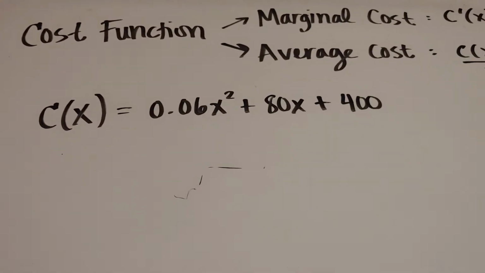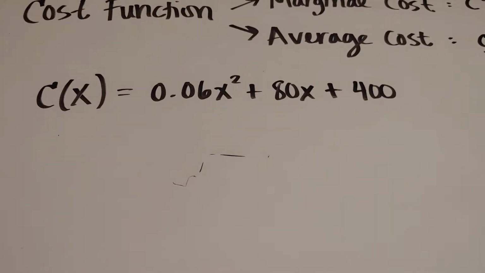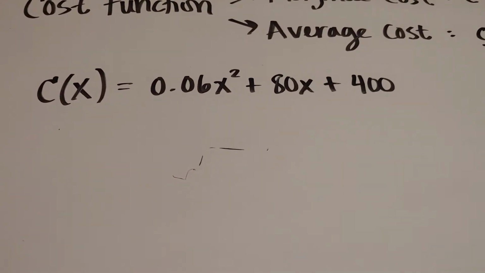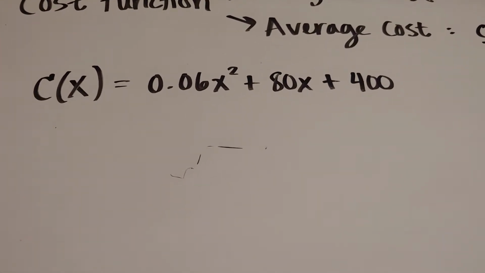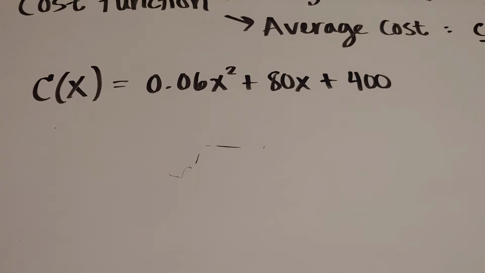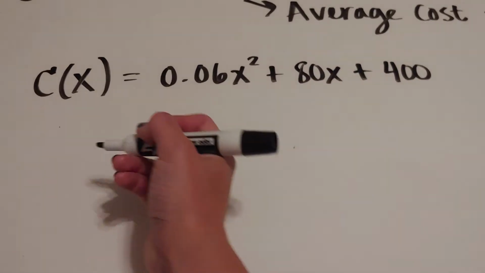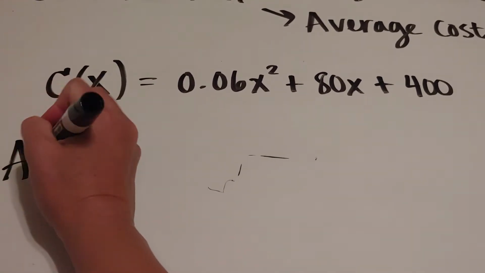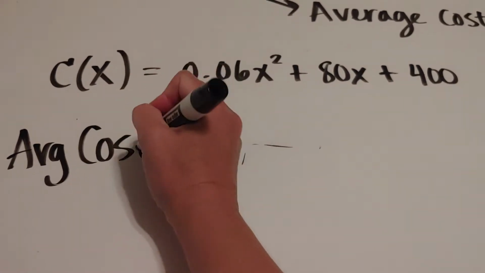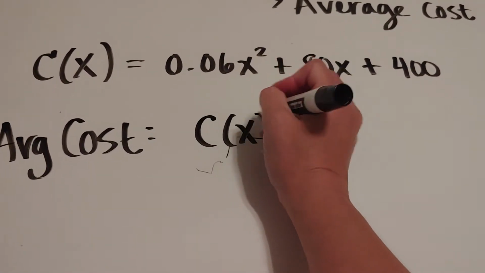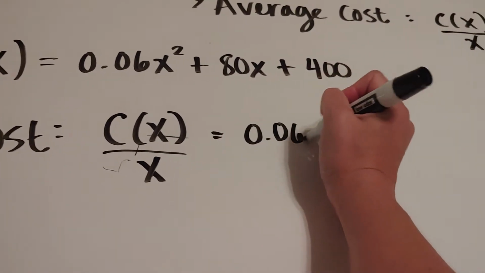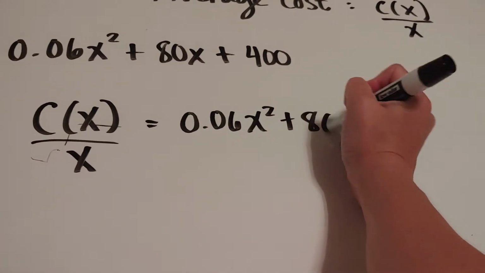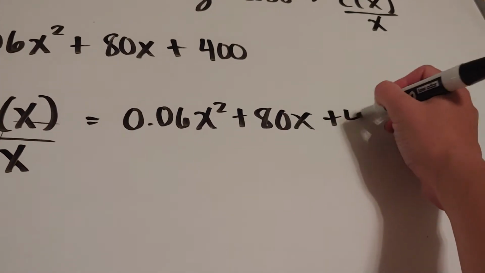Ta-da! So this is our cost function, and we're making, I don't care, widgets. Pick whatever you want that we're making. So the idea here is that if you wanted to find the average cost, you just take this cost function and divide it by x. So I would take this function and divide it by x.